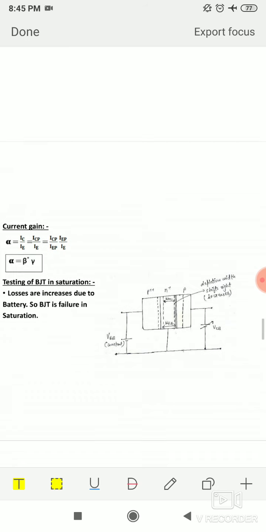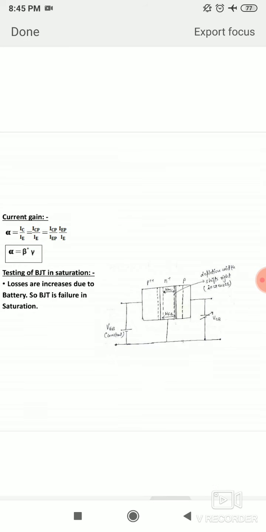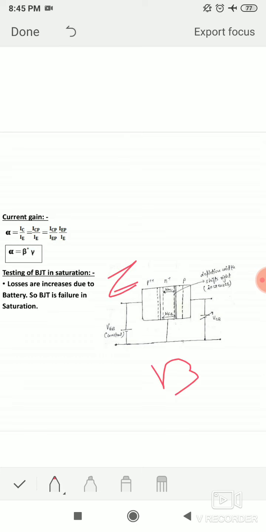Testing of BJT in saturation region. What happens in saturation? Saturation means, first of all, we will check a constant voltage given to your emitter, base, and collector. First a constant voltage is given to VBE, and B and C are short circuited. Here we give a positive voltage, and we check the IB value.